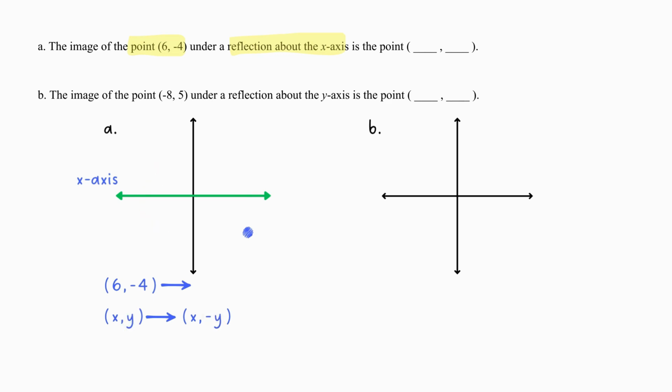For the given coordinates, (6, -4), the x-coordinate is 6, so it stays the same. Now the y-coordinate is -4, therefore this changes to 4. So the coordinates for the image are (6, 4).